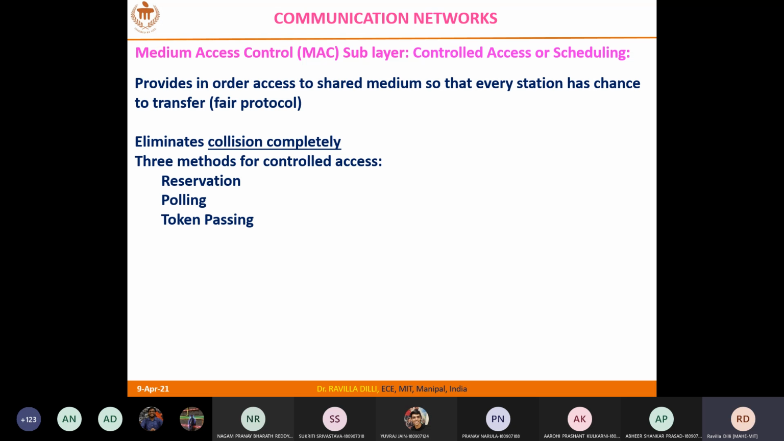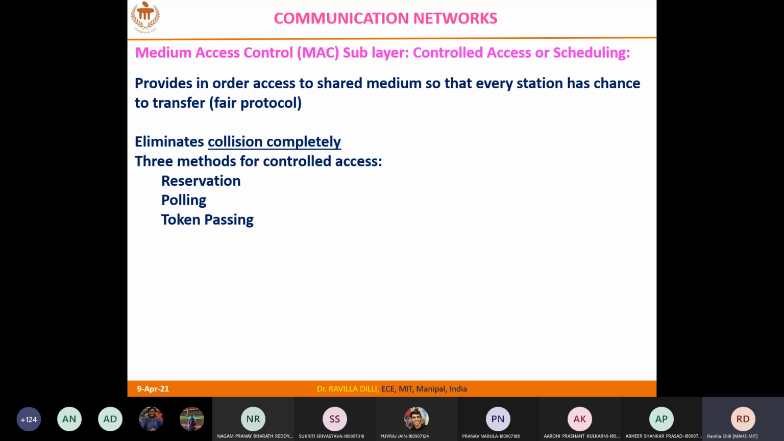Now coming to controlled access protocols. It's a very simple thing to understand. Here somebody or some mechanism is there to control the sharing of the channel among the network nodes. That's the concept of controlled access protocols. Here there is not much complexity like random access. There are three techniques: reservation, polling, and token passing.